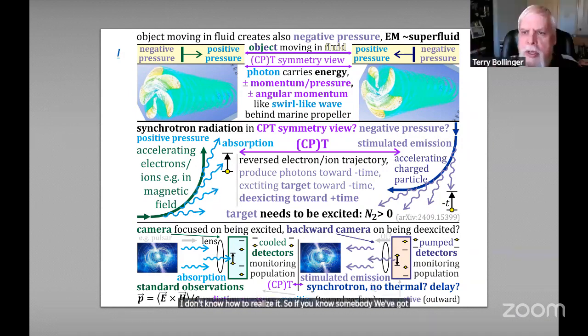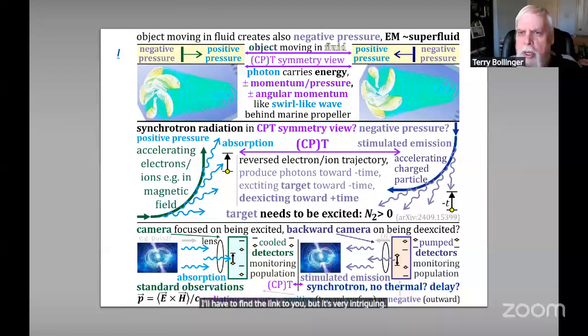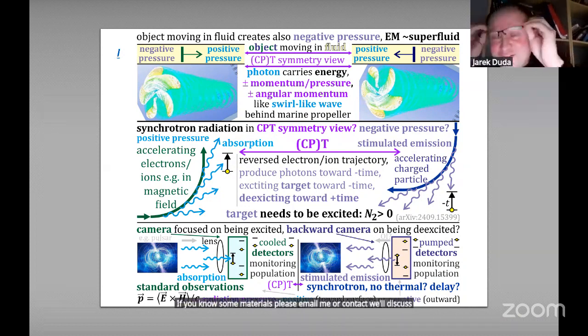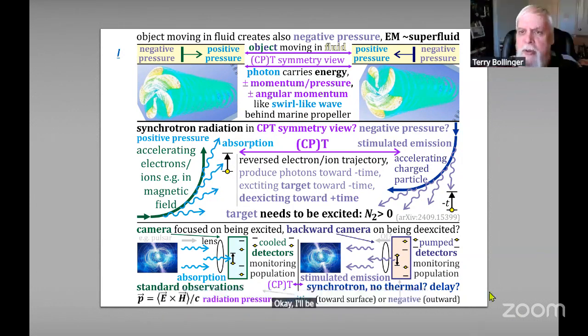I just mentioned there is a physicist associated with Aharonov who has looked at some negative momentum issues with photons. Awesome. I'll have to find the link for you, but it's very intriguing. Sure, so please email me if you know some materials, or contact me. Sure, I will discuss and read and contact some persons who might be interested. Okay, I'll be sure to send you the reference. It's a very interesting paper. Oh, thank you. I will discuss.